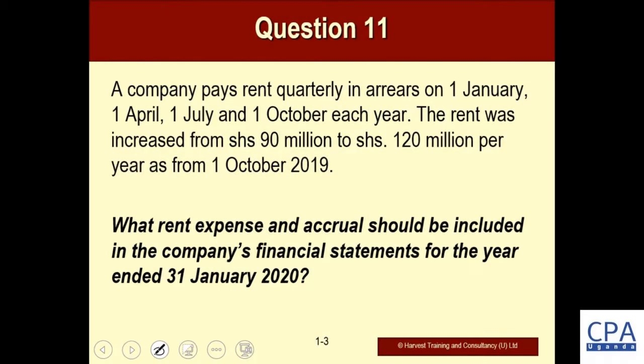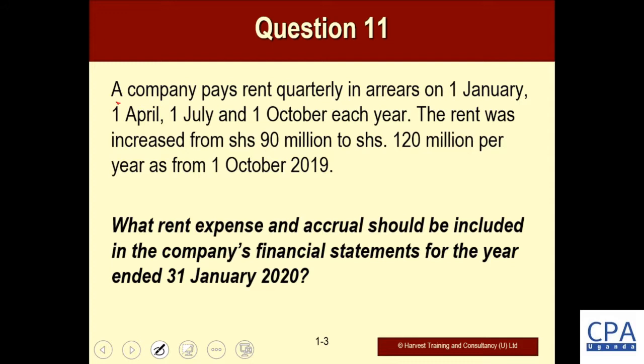Hello everyone and welcome to our solution to question 11 of our mock 1 examination. In this particular question, we were required to determine the rent expense and accrual that is going to be included in the company's financial statements for the year ended.